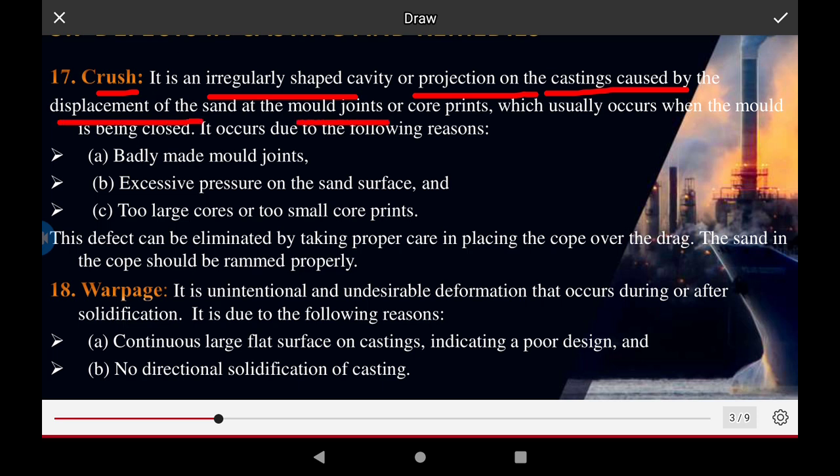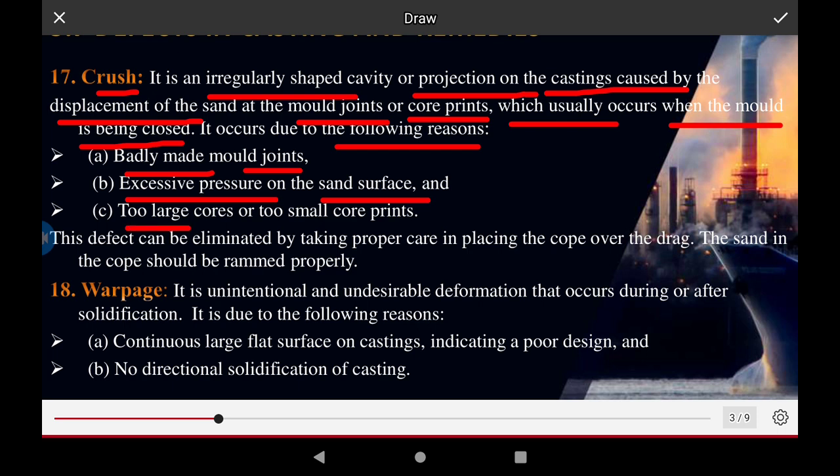mold in the core print, which usually occurs when the mold is beyond the cold due to the following reasons: poorly made mold joints, excessive pressure on the sand surface, too large a core or too small core prints. This defect can be eliminated by taking proper care in placing the core over the drag sand.